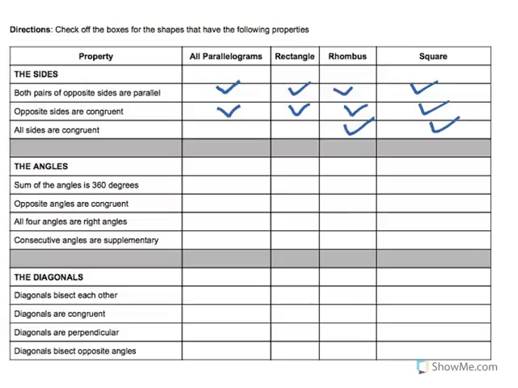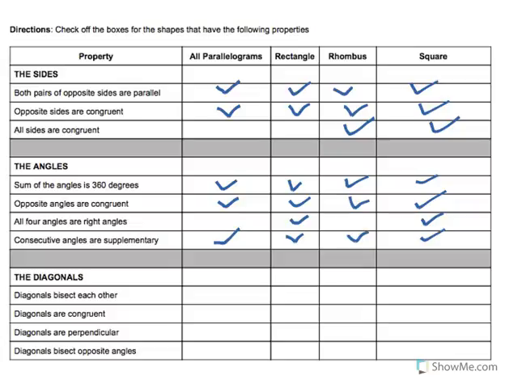Now we're going to talk about the angles. The sum of the angles is 360 degrees. That is true for all four-sided shapes, so that means it's true for all of these. Opposite angles are congruent. That is a parallelogram property, so that means it is true for all of them. All four angles are right angles. That is not true for parallelograms, but it is for a rectangle, not for a rhombus, but it is for a square. Consecutive angles are supplementary. That is a parallelogram property, which means that it is true for all of them.